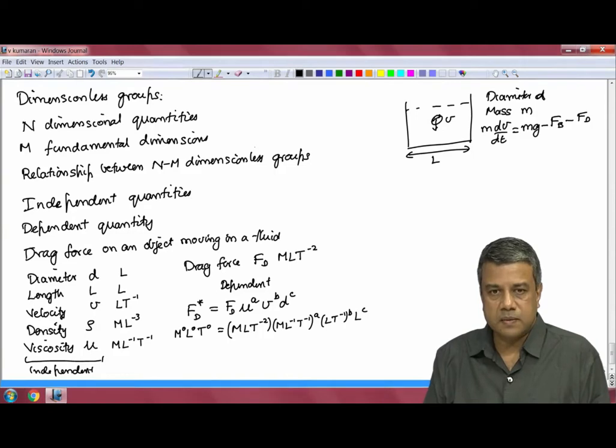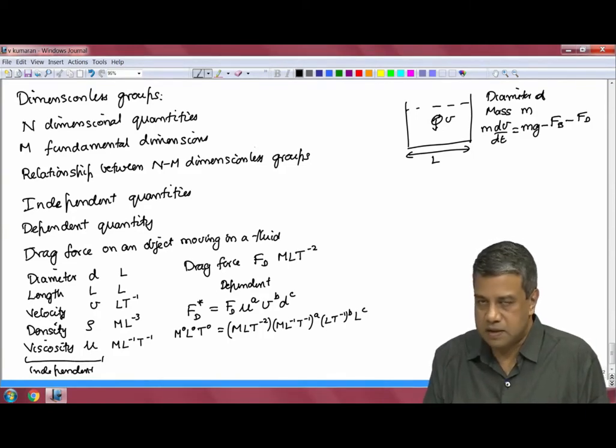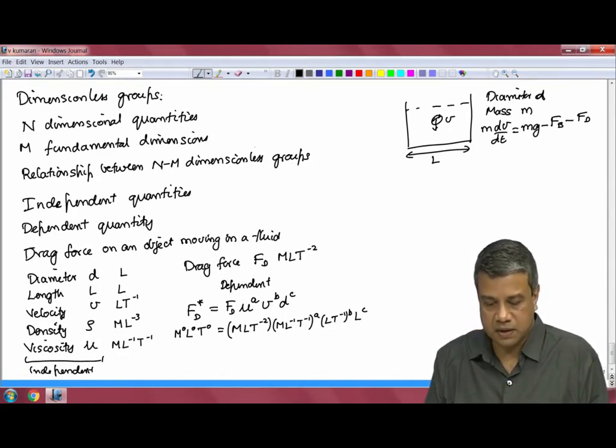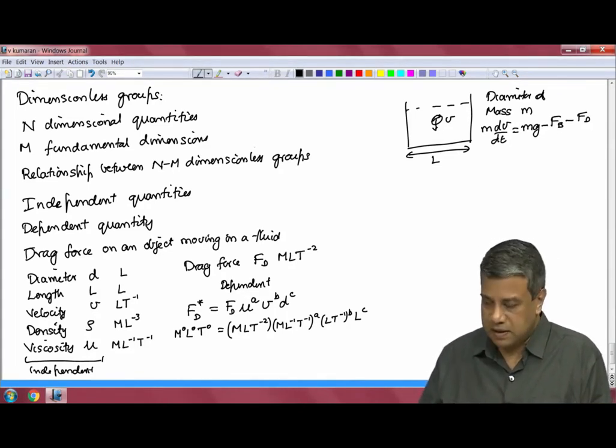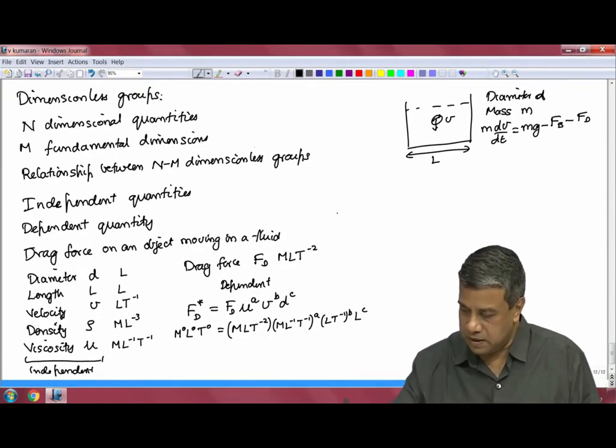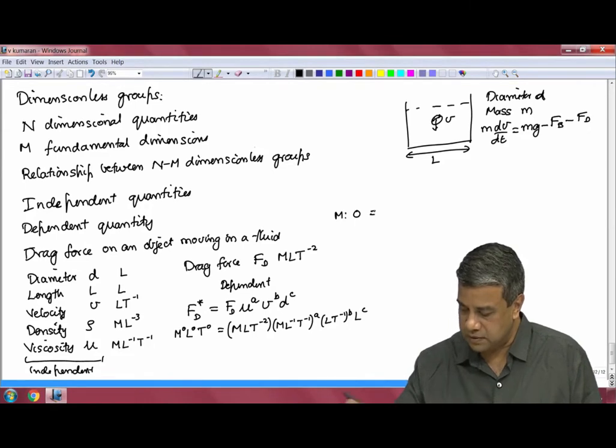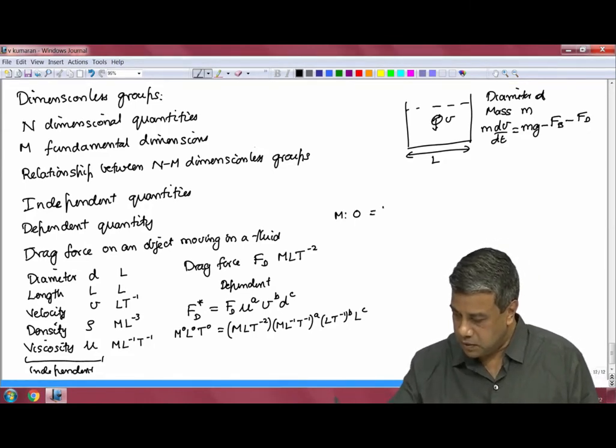For this equation to be valid, the sum of the exponents of each of these fundamental dimensions, mass, length and time, on the two sides has to be exactly the same. For this equation to be valid, the sum of the exponents of each term has to be the same on the left and the right side. So, if I take the mass dimension for example, I have 0 on the left side, which is equal to 1 for force plus a for viscosity.